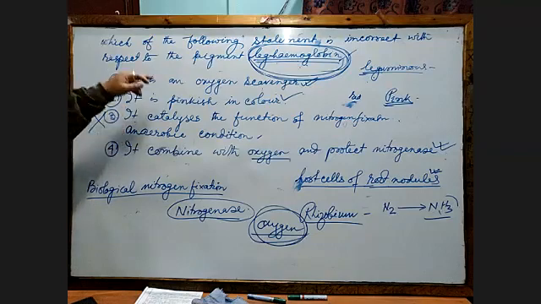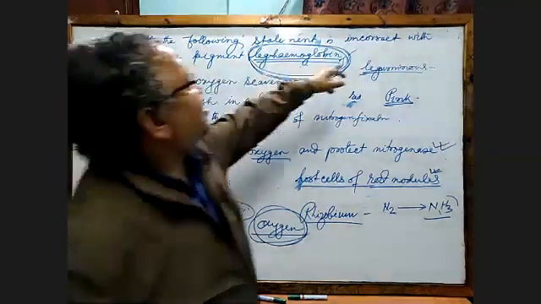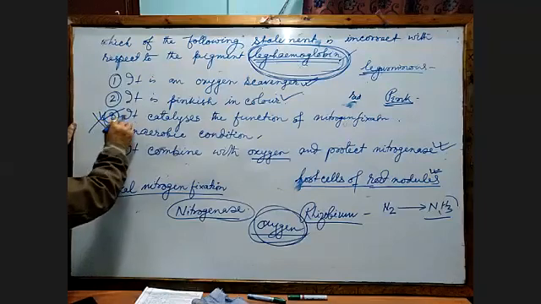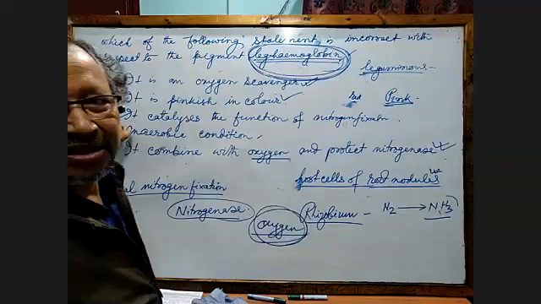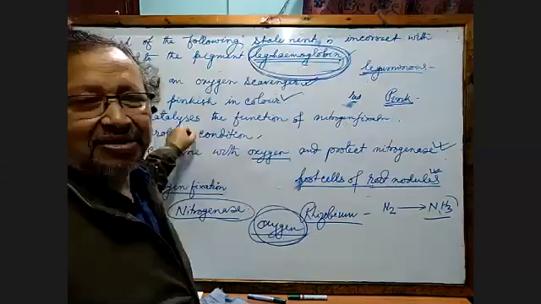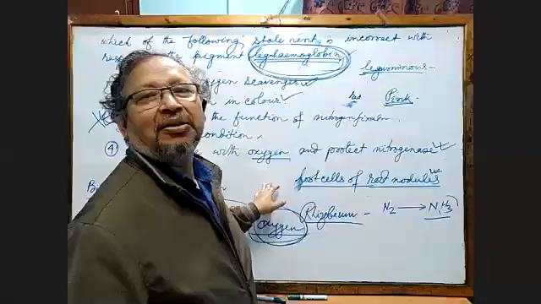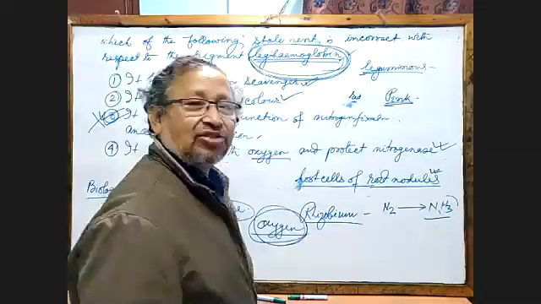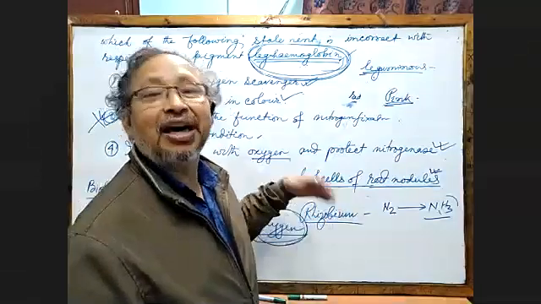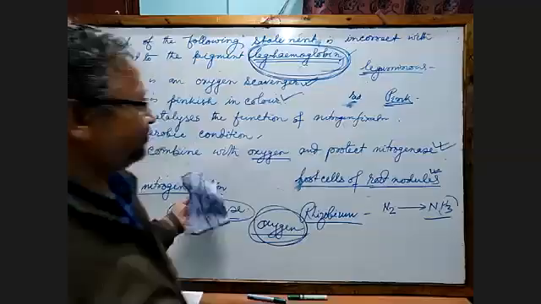This is a statement regarding leguminous hemoglobin, and this is the incorrect statement, the wrong one. It is not true. It is not a catalyst of the process of nitrogen fixation. It helps nitrogenase in another way, but does not catalyze the process of nitrogen fixation.